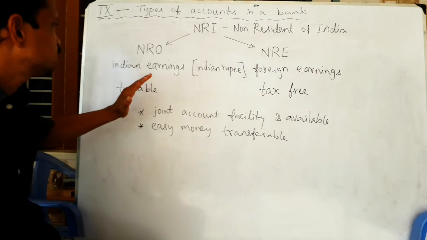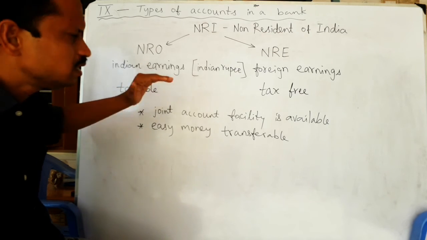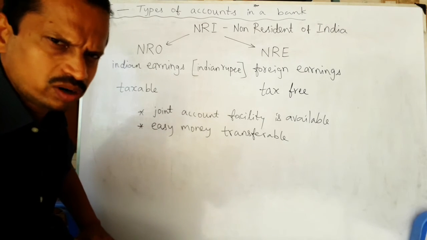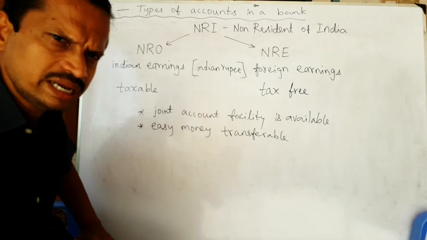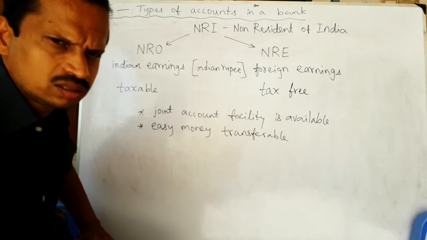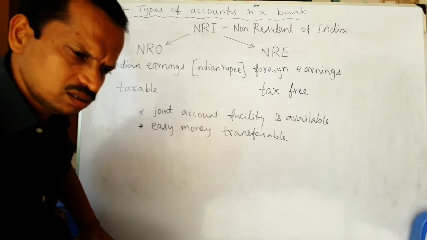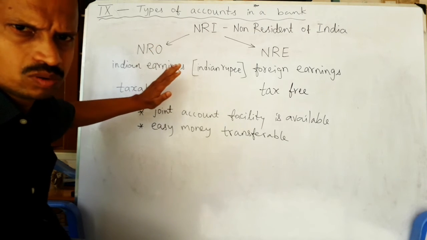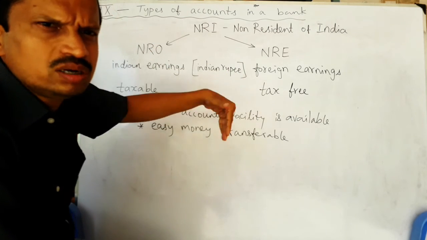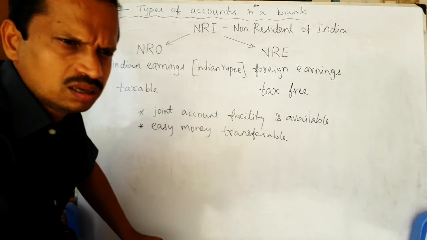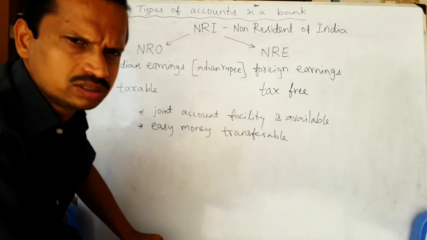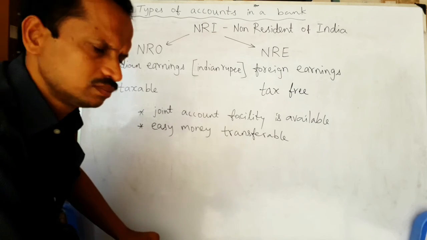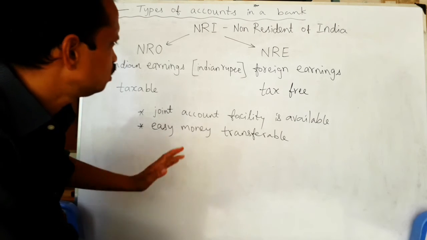Clear? So here the Indian earnings can be deposited in Indian rupees. They are working in foreign countries, but their earnings are in India, means, okay, if in India they are earning something, then that amount should be deposited in Indian rupees in this account, NRO. Okay, and here in NRE, earnings are in foreign countries. If they earn money in foreign countries, then that is also deposited in Indian rupees. Clear? That is the difference.